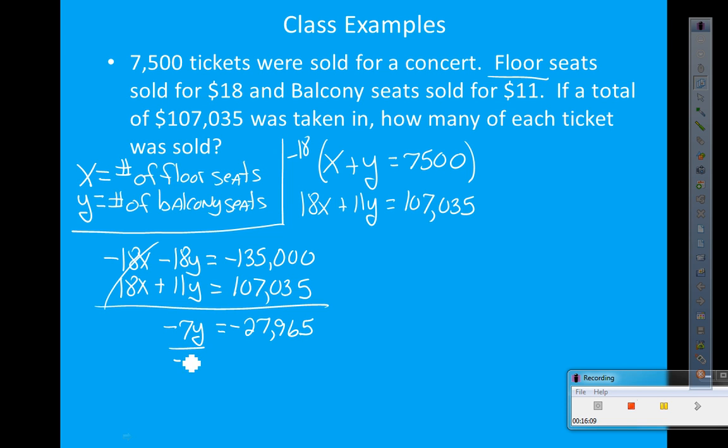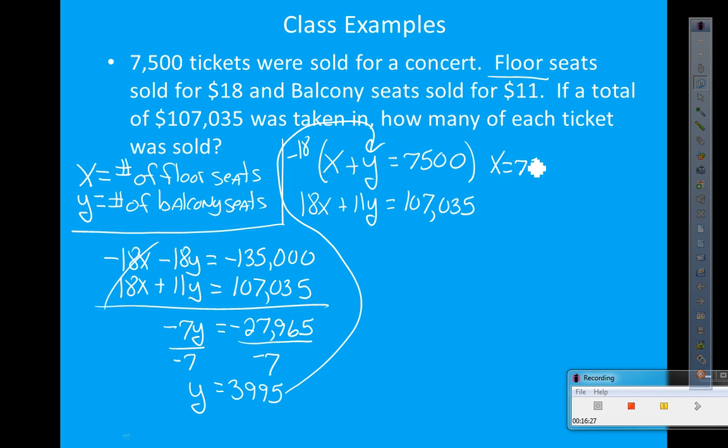I'm going to divide both sides by negative 7. So in this case, my y value is going to be 3,995. I'm going to plug this right there, because then x is 7,500 minus 3,995 for a total of 3,505.